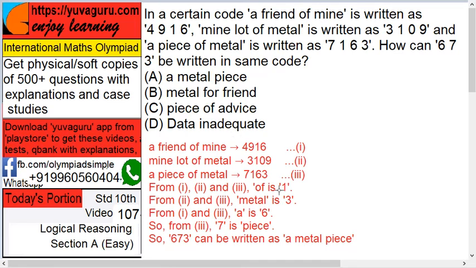Okay? Because in 673 you know 1, you know 6, you know 3. So what remains? 7. So that 7 will be piece. Okay? So 673 will be written as what? A metal piece, or it can be a piece, a metal, or anything. The sequence is not important. All the three should be there. Okay?